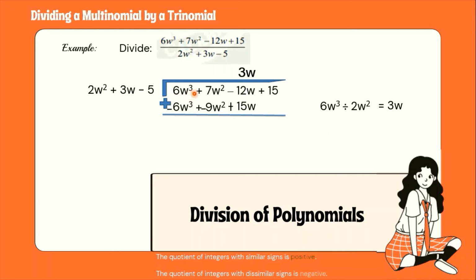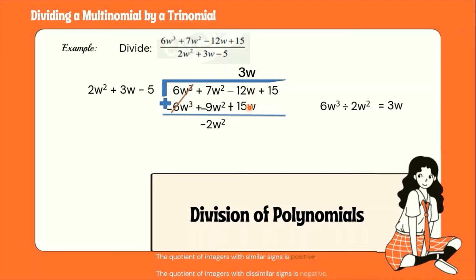Positive 6w cubed plus negative 6w cubed ay makakancel out dahil 6 plus negative 6 is equal to 0. Next, ito namang positive 7w squared plus negative 9w squared ay kailangan nating mag-subtract ng absolute values because of their different signs. Magiging 9 minus 7 is equal to 2 at yung 2 ay magiging negative dahil bigger number si 9 siya ay negative. Kaya ang sagot natin ay magiging negative 2 and then copy the literal coefficient w squared.